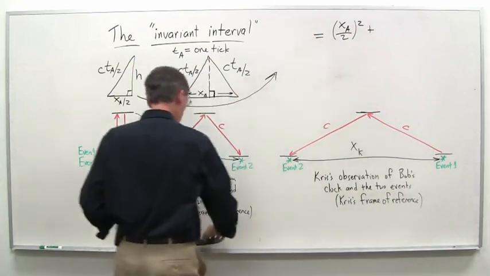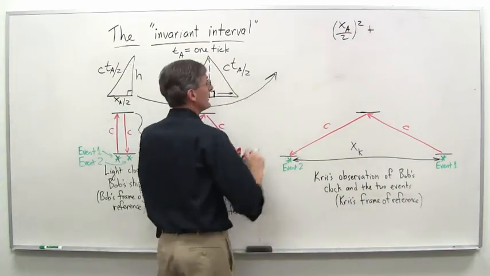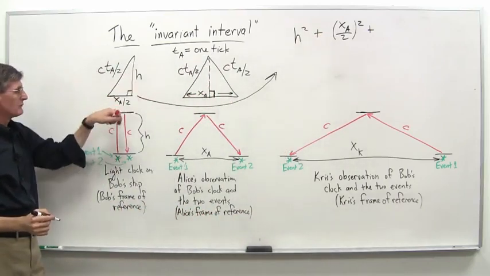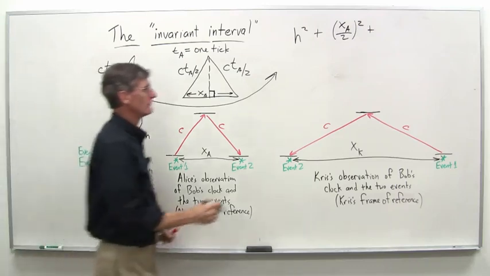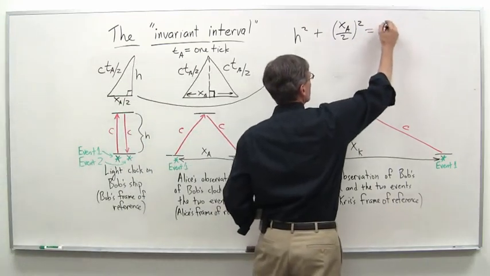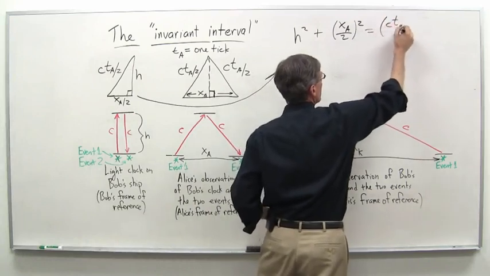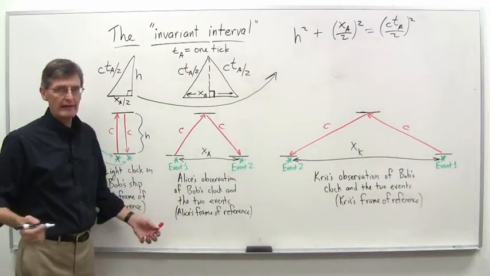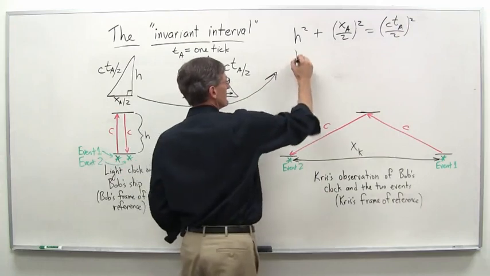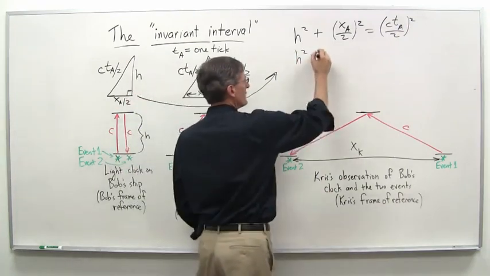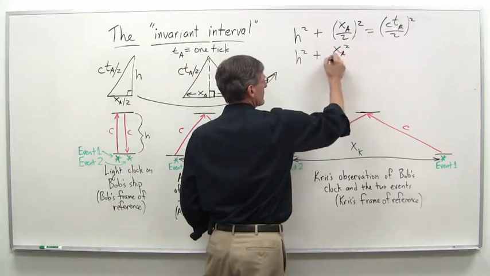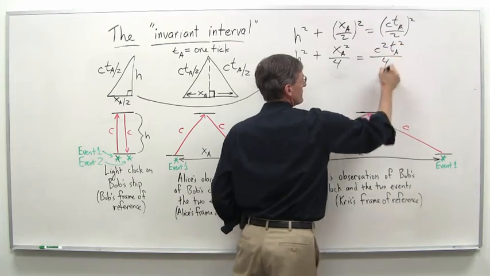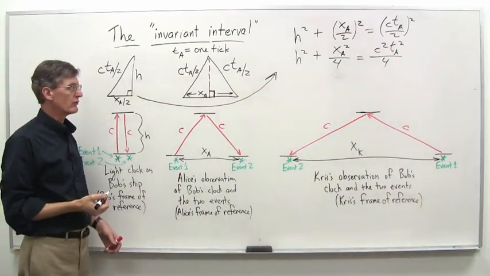Try this again here. So get rid of the equal sign. Let's do this. H squared plus xa over 2 squared equals the hypotenuse squared. Just got ahead of myself there. So equals hypotenuse c ta over 2 squared. Okay. Let's just multiply that out a little bit. We'll do every step here. H squared plus xa squared over 4 equals c squared ta squared over 4. Just squaring each of those terms.